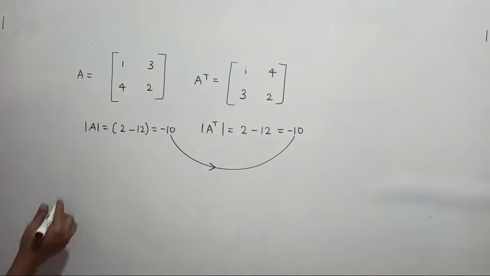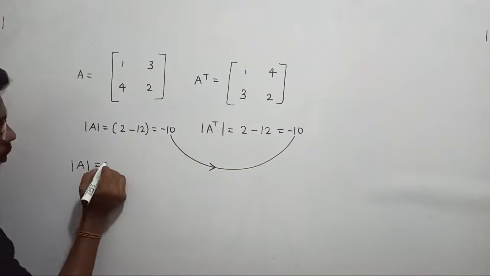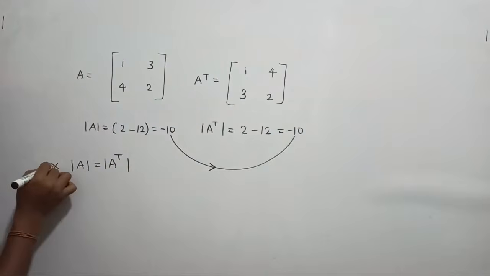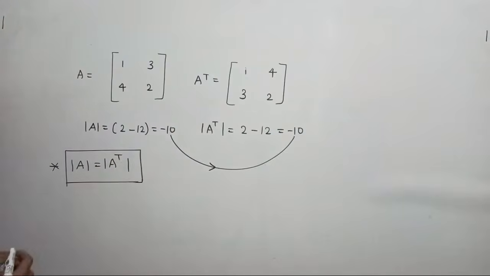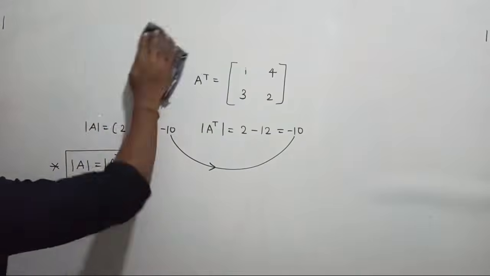So what will be the conclusion? Determinant of matrix A will always be equal to determinant of matrix A transpose. That is the first property. Clear? Property number 1. It's very important. Try to keep it in your mind. Right? So let us rub this one. Let me take the second one.